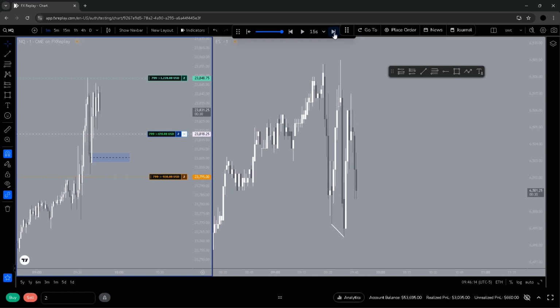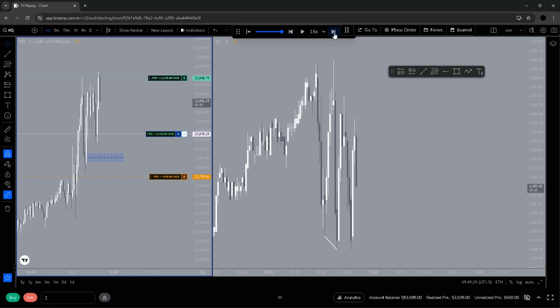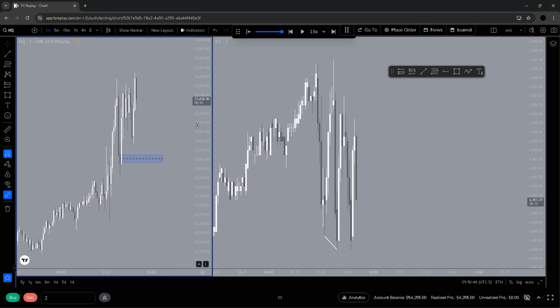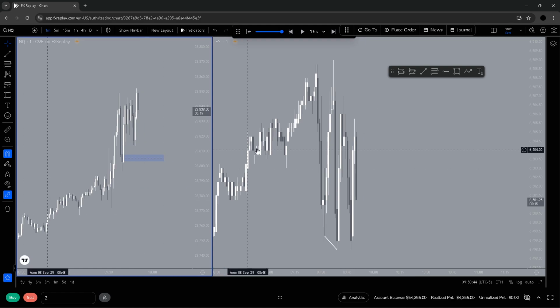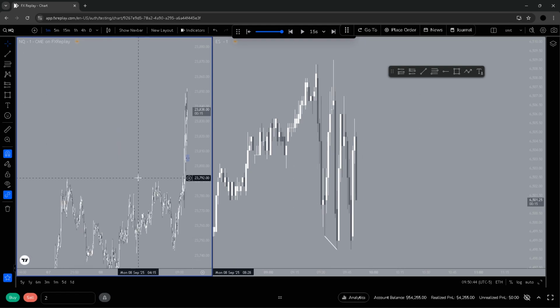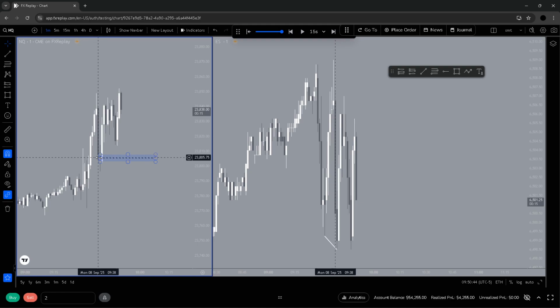So TP hit, I'm assuming. So yeah, TP hit. So lovely stuff. That's typical PXH, that's a textbook setup. That's lovely price action.